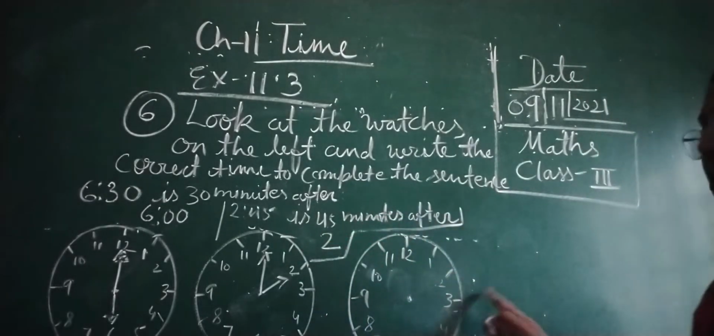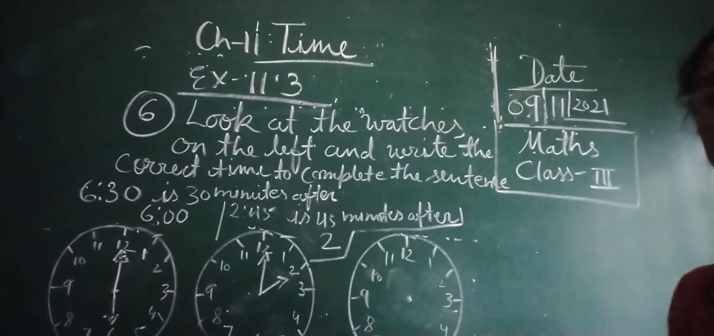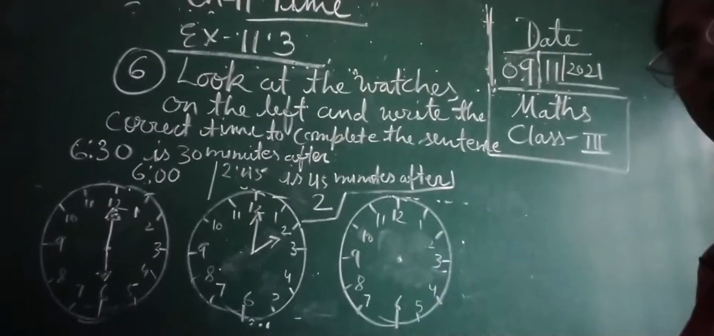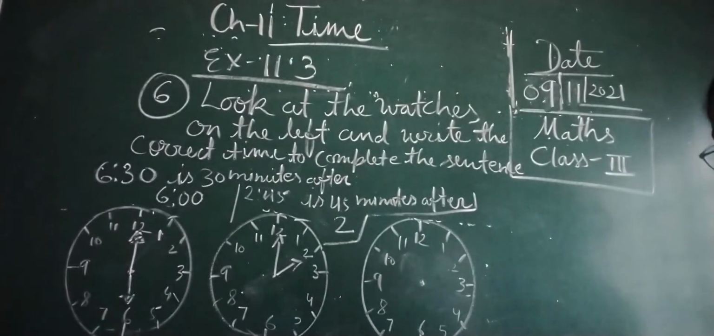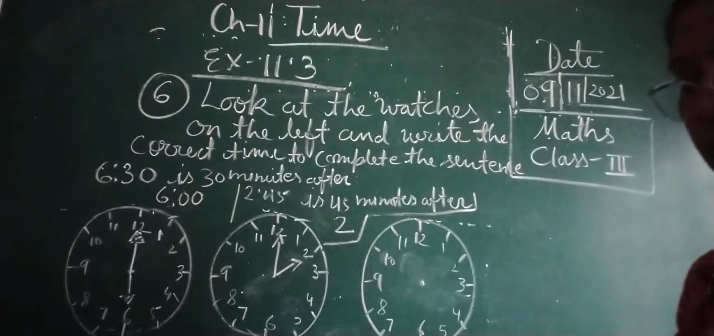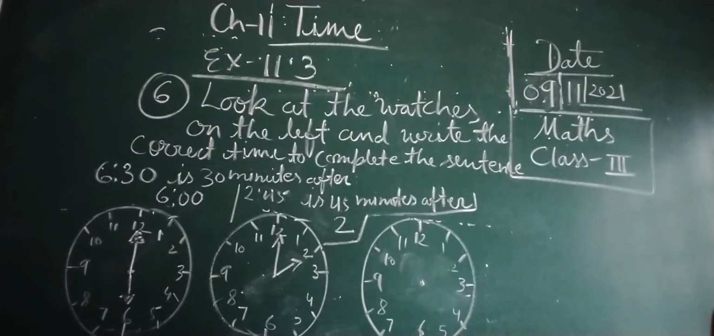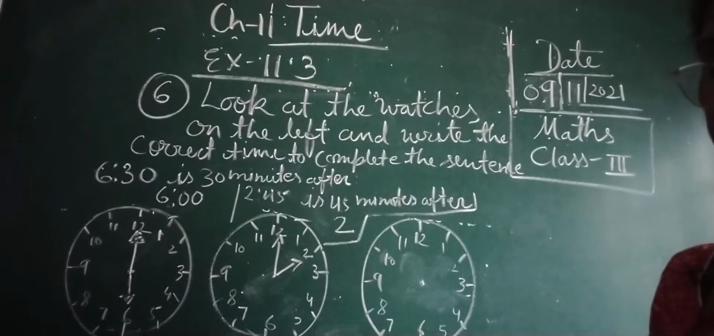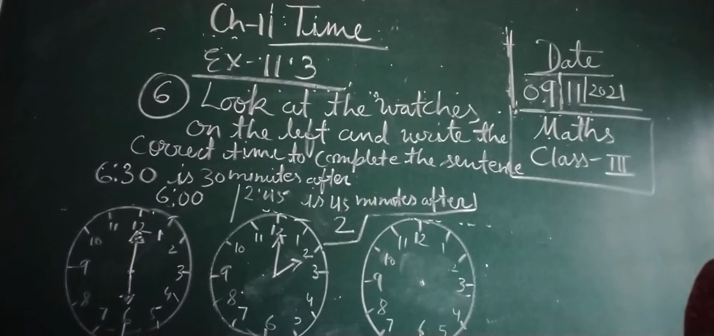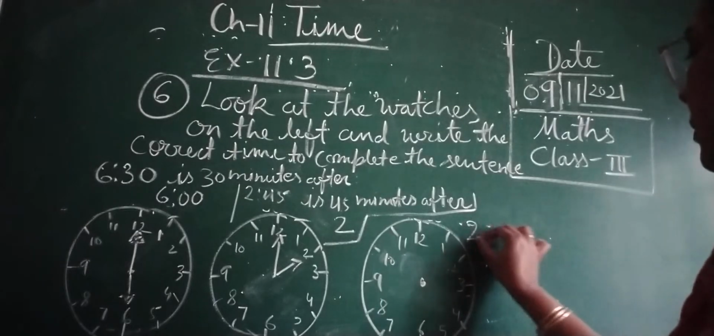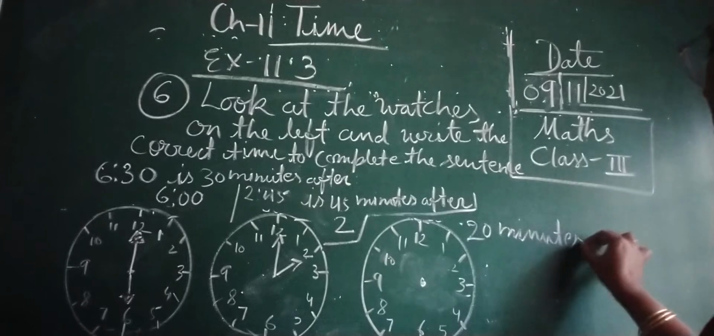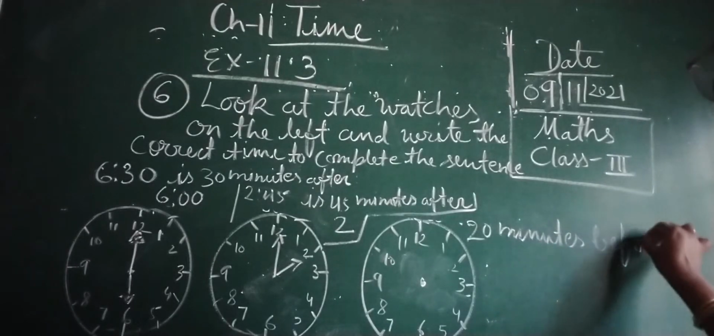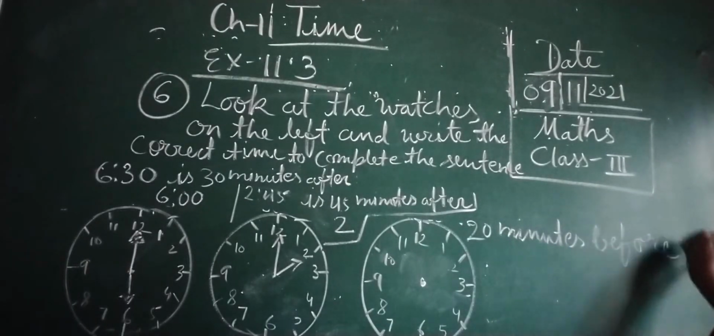Now the third one we are going to draw, children. The third one is written over here: 20 minutes before. It means 20 minutes before it was. We are going to draw this first. 20 minutes before. What was it?